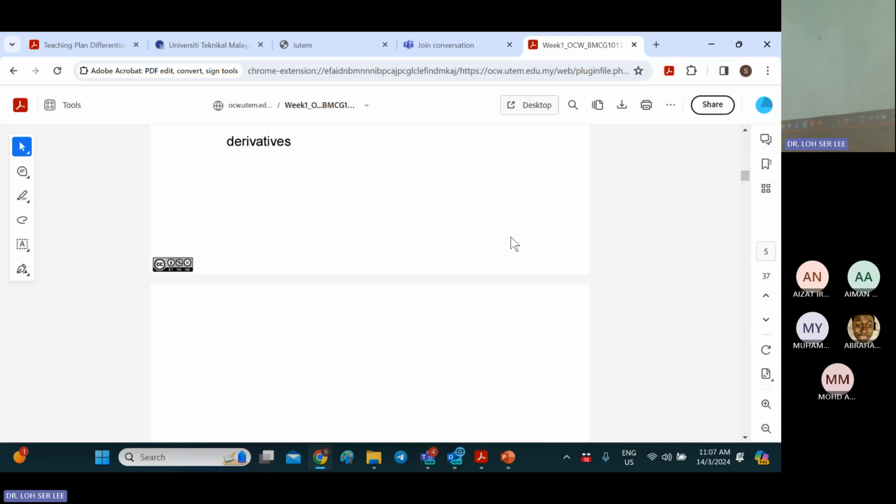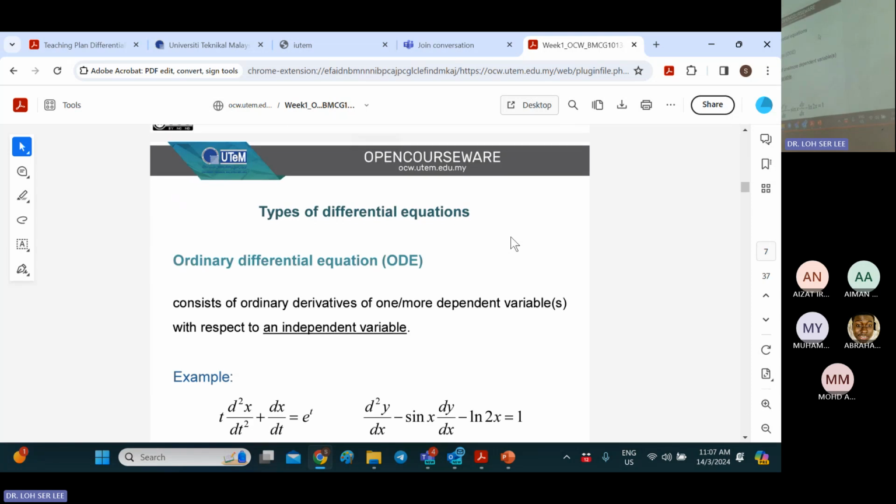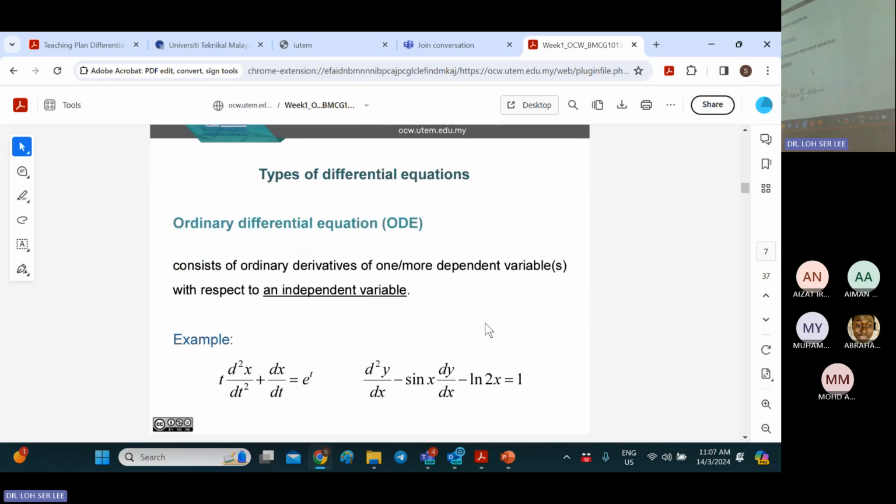But in the class I will use my own slides, because my slides contain more exercises, whereas the OCW slides contain more examples. So we can refer to the examples from the OCW slides. During the class time, I will focus more on the practical. We will do hands-on exercises in the class.